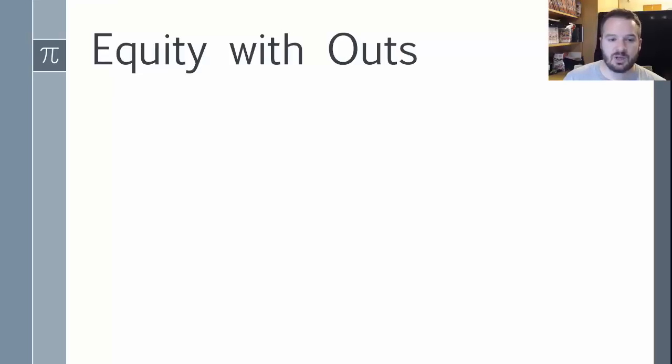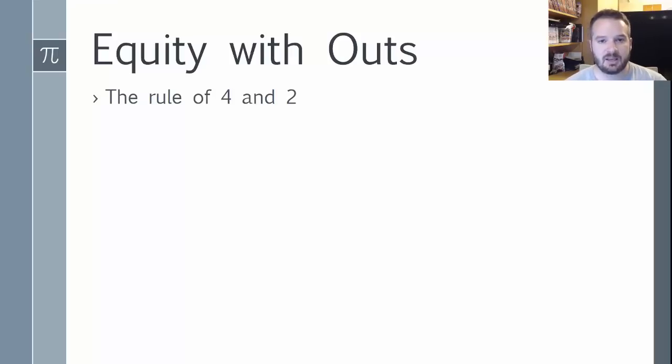So now we're moving to calculating our equity with outs. We're going to talk very quickly and simply about the rule of 4 and 2, and that's all we're going to go over in this outs portion. The rule of 4 and 2 says that if you get to see 2 cards, meaning the player goes all in on the flop and when you call you're guaranteed to see the turn and river, you multiply your number of outs by 4, and that gives you pretty close to your equity. If you're only guaranteed to see 1 card, meaning the money goes in on the turn and once you call you'll see the river, you multiply your outs by 2. Pretty simple.